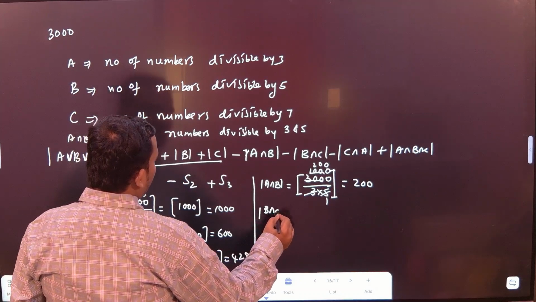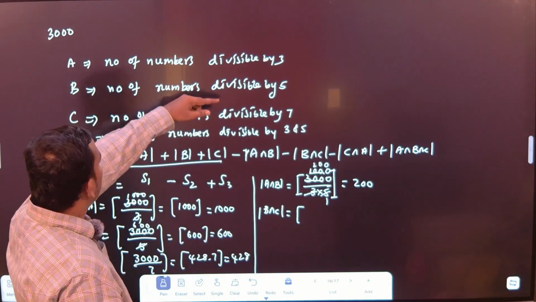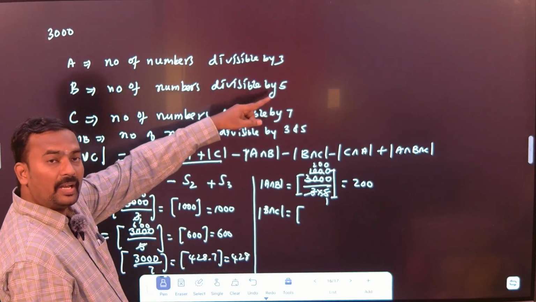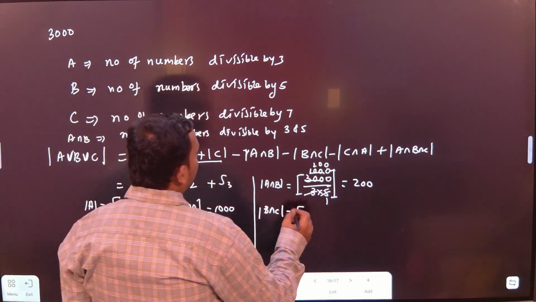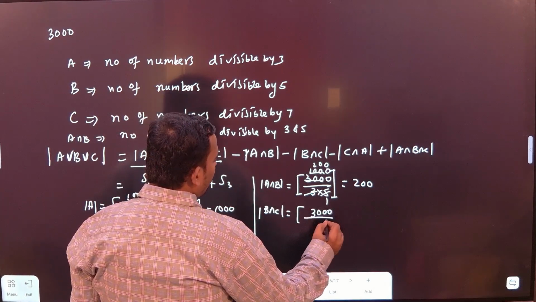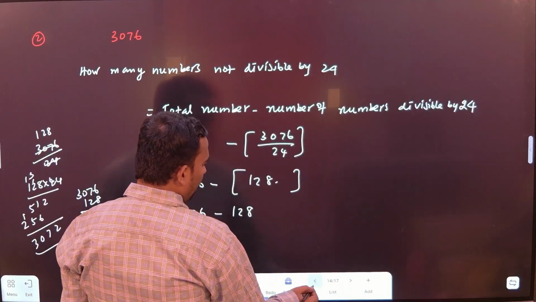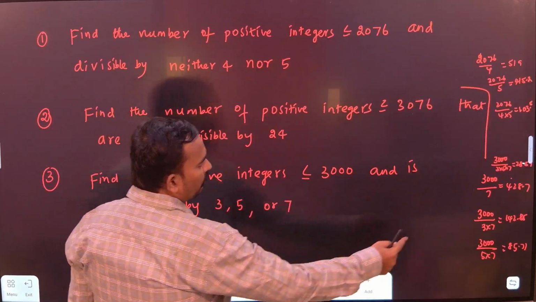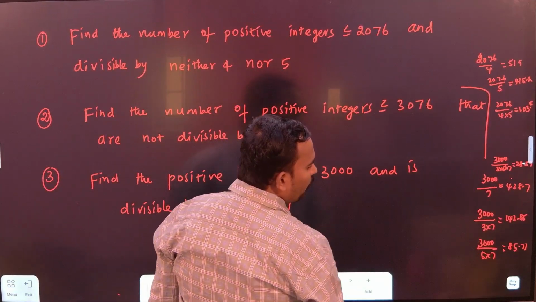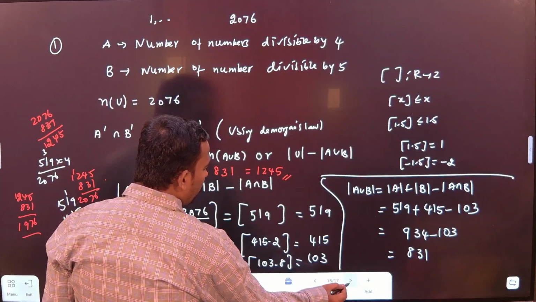Next, B intersection C is required. How many numbers are there? B intersection C means divisible by 5 and 7. That means 5 into 7, so the LCM, right? 3000 divided by 5 into 7, you can take it. So what is that? You can see quickly. 3000 by 35 is 142.85.